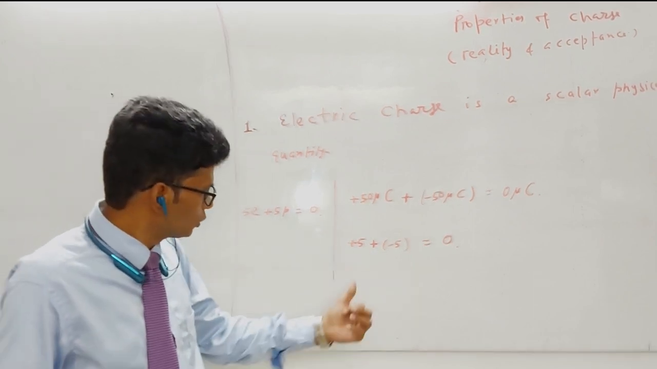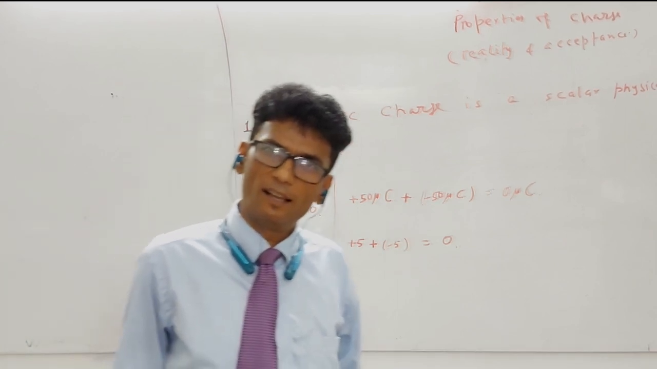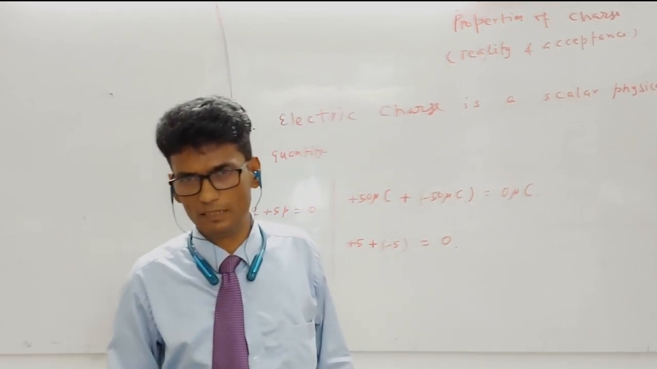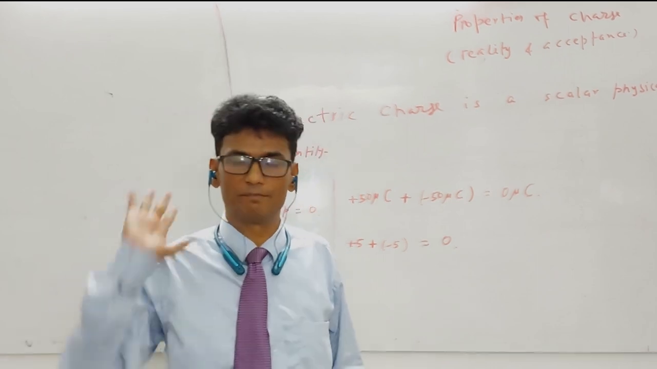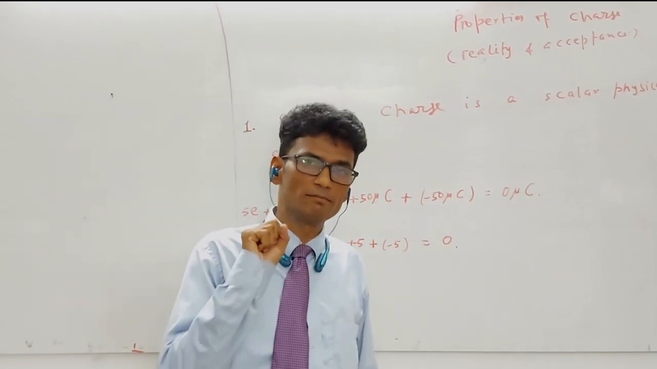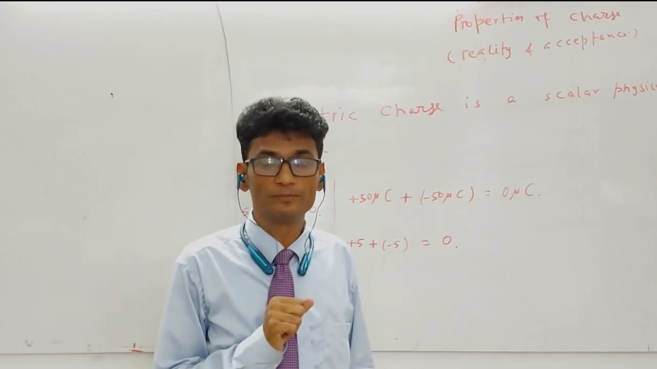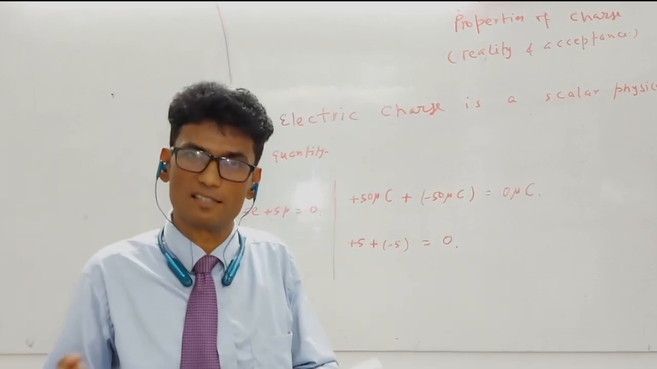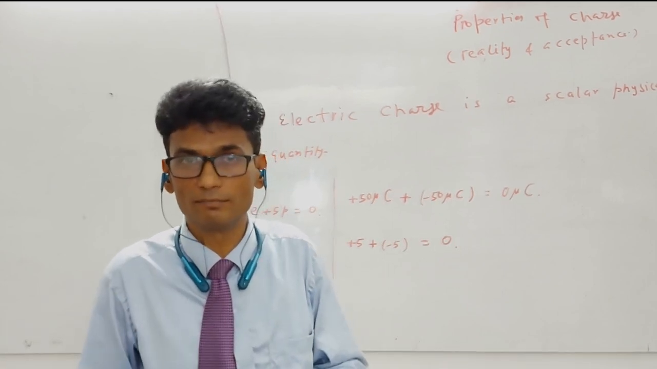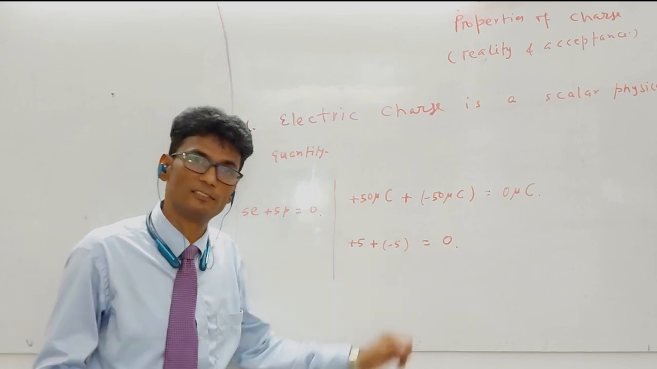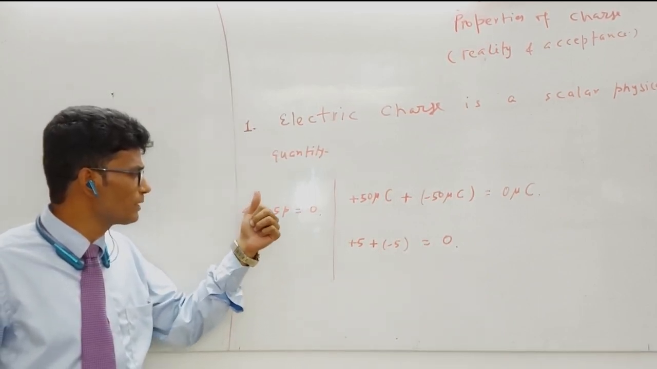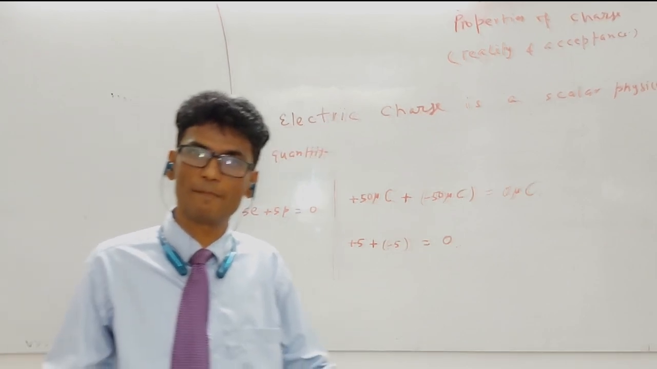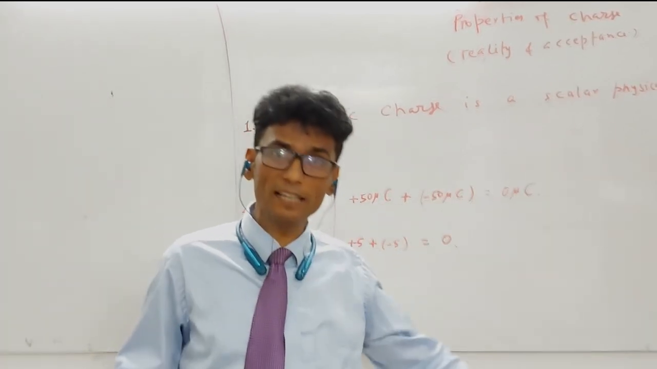To understand this one, I take a simple example. Suppose I have given you 5 rupees and then I have taken 5 rupees from you. How many rupees are left with you? The answer is 0. That's correct, because nothing has been left. But first we understand this one: 5 electrons plus 5 protons comes out to be 0. Charge vanishes, charge is exhausted, charge disappears.